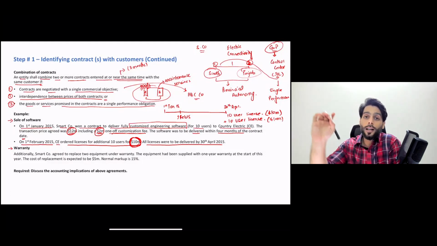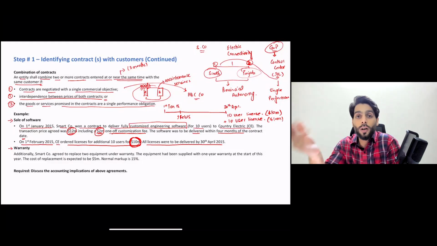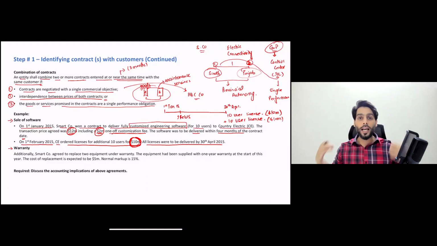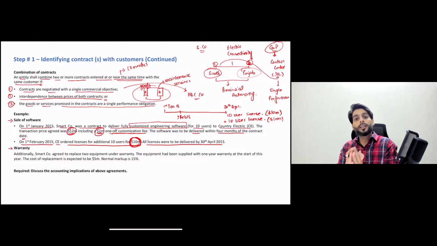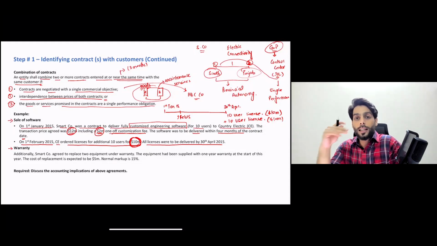So definitely, if your customer had come to you and told you that they want additional licenses, you wouldn't be charging any extra money for them. That means it is the same contract which has been extended from 10 users to 20 users. Although legally they are two separate contracts, substance-wise this is a single contract with additional 10 users. So should we combine these two contracts? Is there any interdependence between prices? I would say yes.